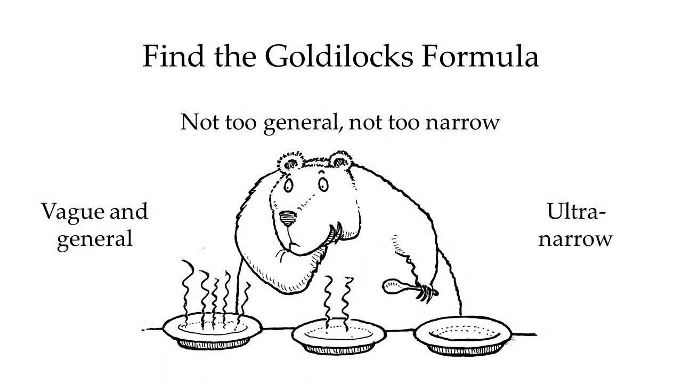When crafting your dissertation question, you want to find the sweet spot between vague and general on the one hand and ultra-narrow on the other. If it's too general, then your readers may not even know what you're asserting, and you won't be able to answer your question convincingly. If it's too narrow, then your reader will be left wondering, so what? Who cares? The best research tells us something new and interesting about an important area of study. So the precise Goldilocks formula, not too general, not too narrow, will depend on your discipline. But let's look at a few examples.